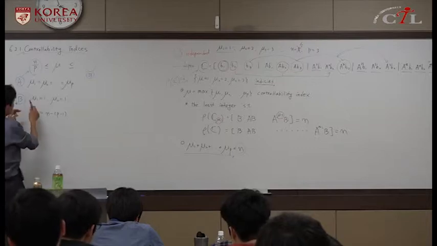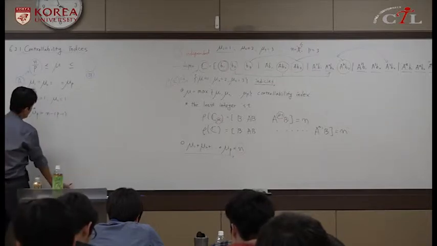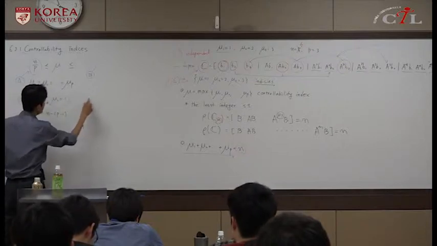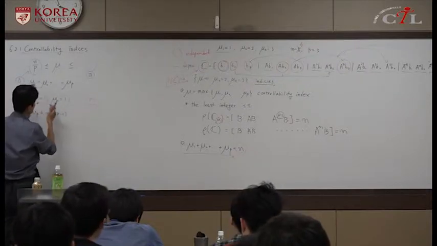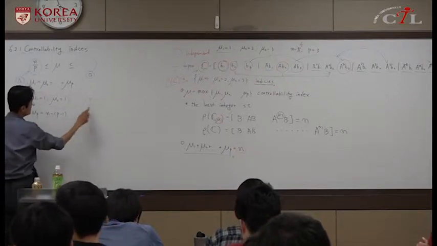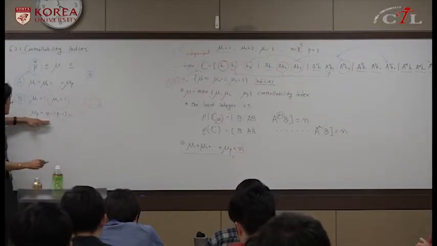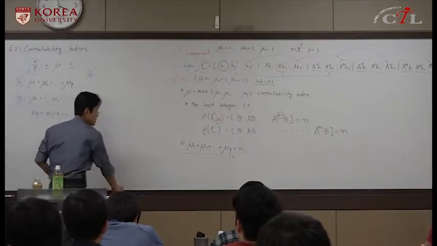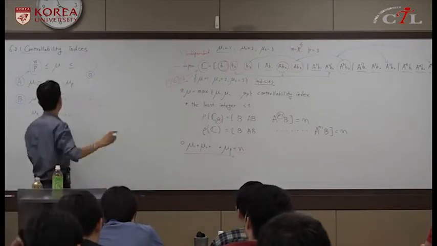And if all the others are 1, so how many 1s? There are p minus 1 ones. So the one largest is n minus p minus 1.